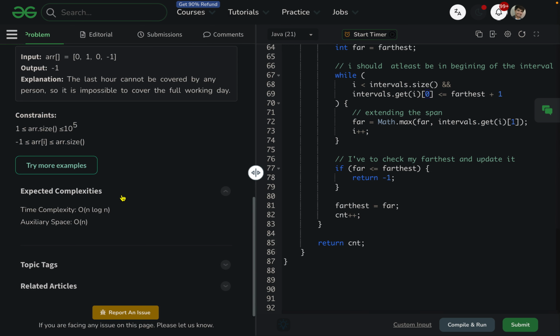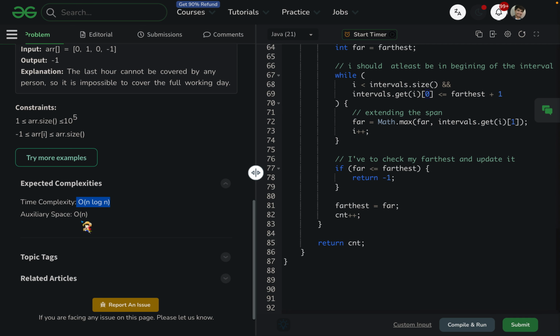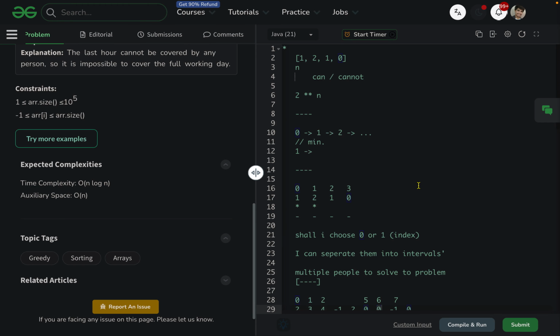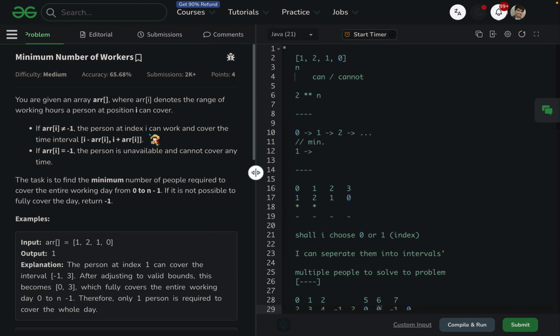So yeah, the expected time complexities were this, and we pretty much respected that. Topic tags were obviously greedy and sorting. So this was one of the problems from Geeks for Geeks, with greedy and sorting logic.